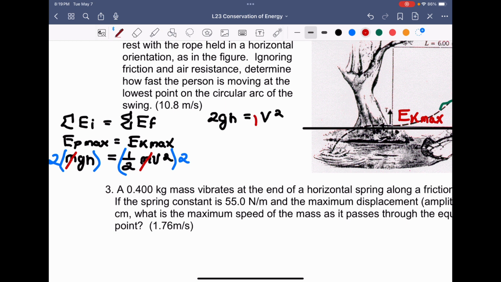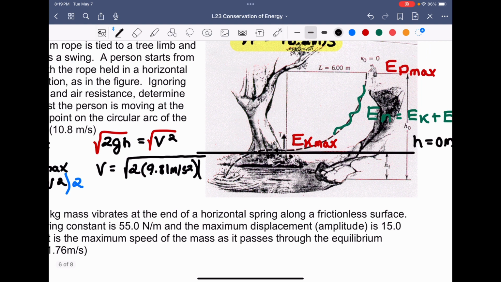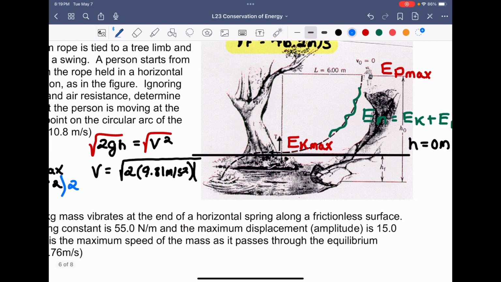I'm going to square root both sides in order to get my velocity, or my maximum speed. This is going to give us v is the square root of 2 times g, which is 9.81 meters per second squared, multiplied by the overall height. In this case, we actually failed to mention this. If the rope length is 6 meters and that 6 meters is maintained along this semi-arch, it means that this change, or this height here, is equal to 6.00 meters as well.